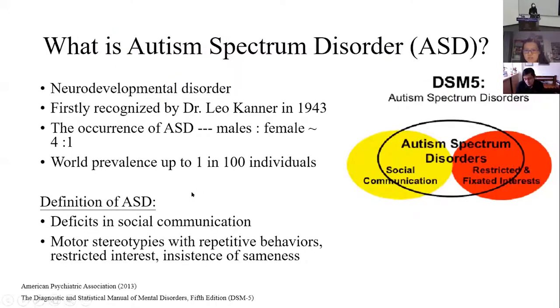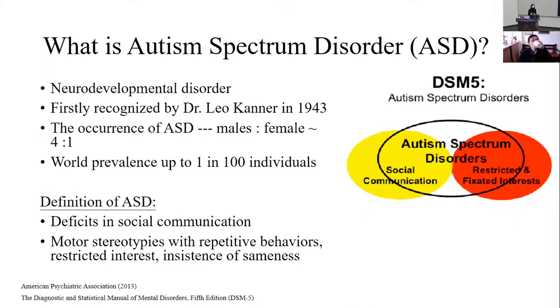First of all, what is autism spectrum disorder? It is a neurodevelopmental disorder first recognized by Dr. Leo Kanner in 1943, an Austrian psychiatrist who discovered a group of children with normal intelligence but abnormal social interaction. The occurrence of ASD is much higher in males than females. As more research is done nowadays, we find that the prevalence is already up to 1 in 100 individuals in the world.